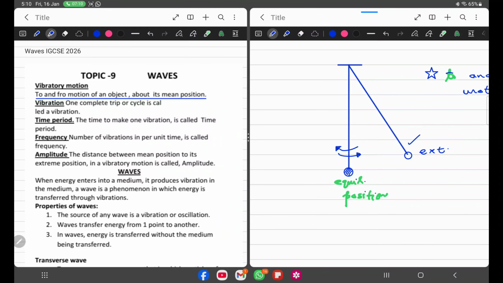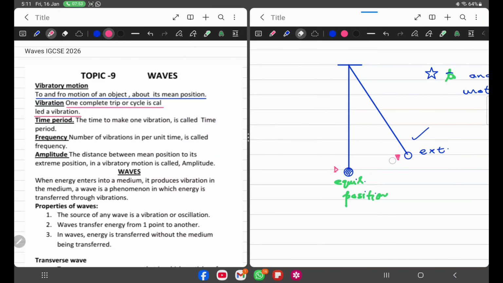And when this bob completes one cycle, this is the right extreme, and when you release this object from this right extreme, the bob moves towards the mean position, then towards the left extreme, and then returns back to the mean position. In this way, it has completed one cycle. When it has completed one trip, this is called one vibration. So one complete trip or one complete cycle is called a vibration.